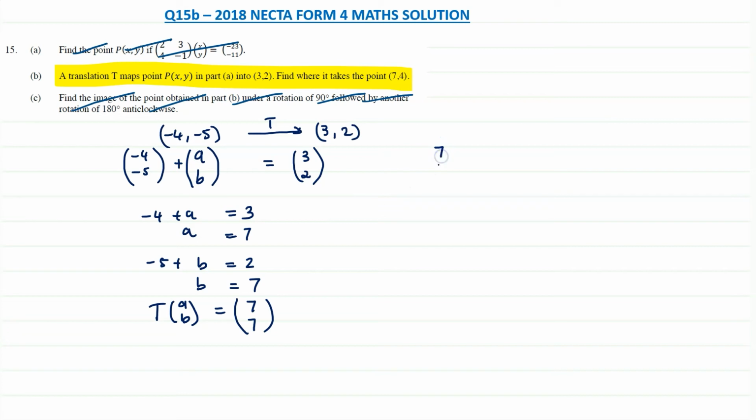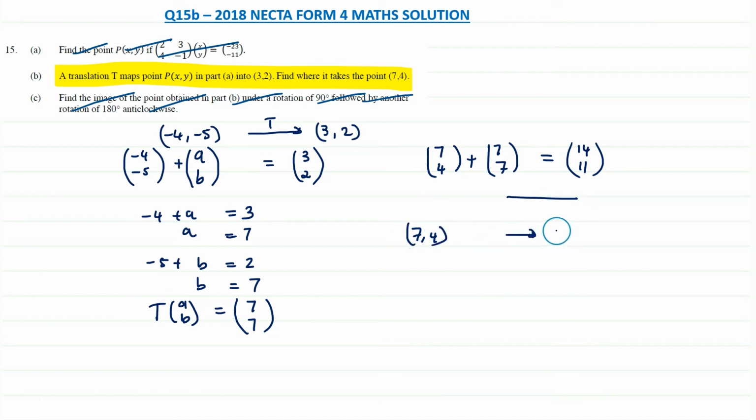So now we've got the point (7, 4), and we are going to translate by this factor, which is now just going to be adding the two. 7 plus 7 is 14, and 4 plus 7 is 11. So this point (7, 4) will now be (14, 11). That will be the image of (7, 4). Okay, so that question is now done. So you can say (7, 4) will be translated to (14, 11).